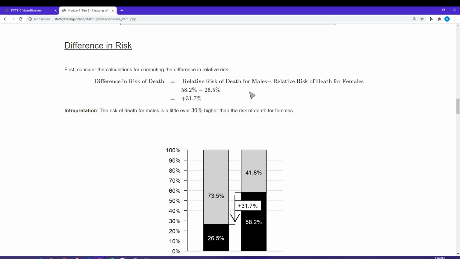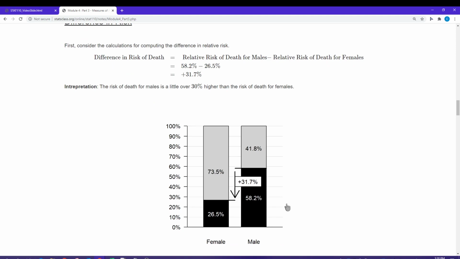I would just take that 58%, which was the risk of death for males, and subtract 26.5%. That difference is 31.7%. The interpretation here is that the risk of death for males is a little over 30% higher than the risk of death for females. Or if we wanted to be exact, I would say the risk of death for males is 31.7% higher than the risk of death for females.